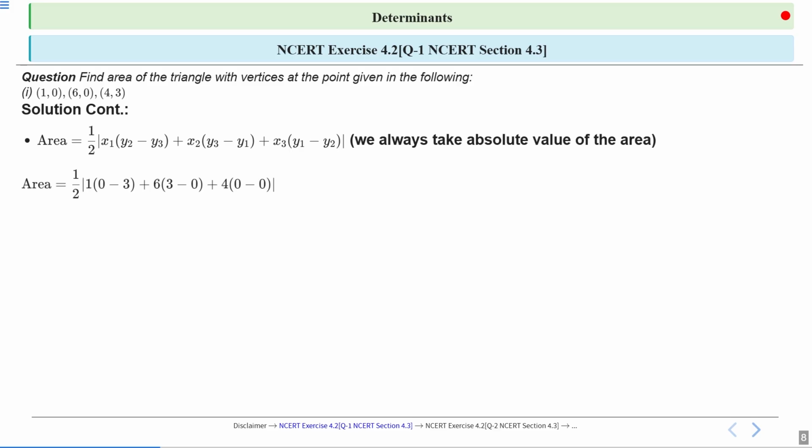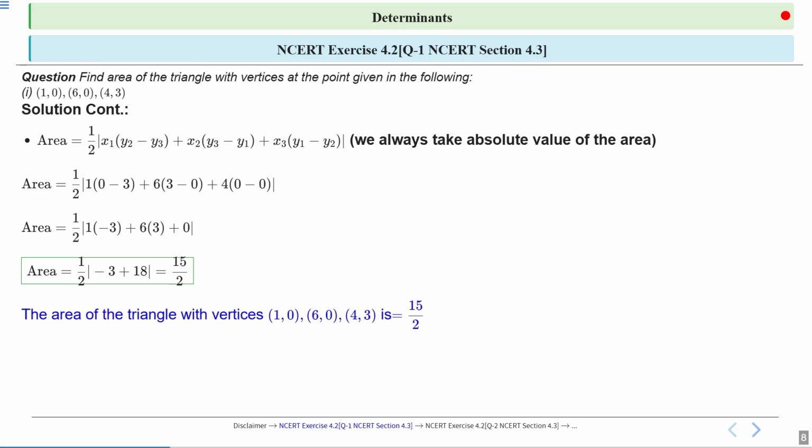So just plug into the formula, we get area is equal to 1 by 2 mod 1 into 0 minus 3, plus 6 into 3 minus 0, plus 4 into 0 minus 0. Just calculate, so we get 1 by 2 mod 1 into minus 3 plus 6 into 3 plus 0. That is 1 by 2 mod minus 3 plus 18, that is 15 by 2. And that is the area of the triangle by using method 1.